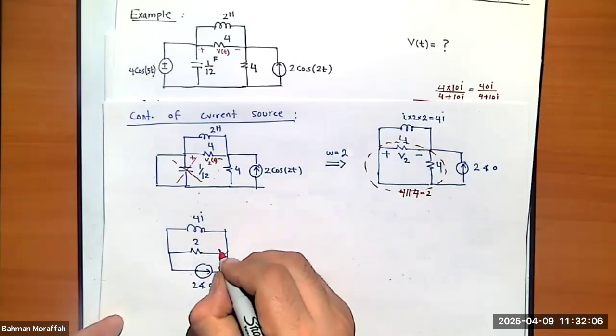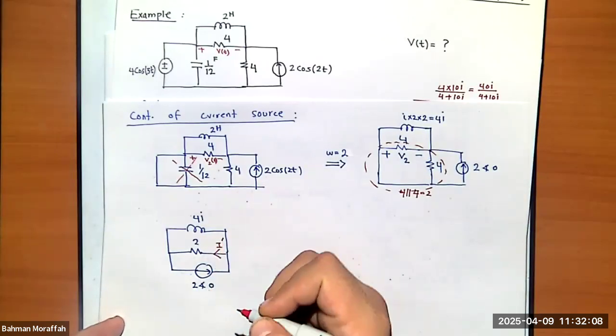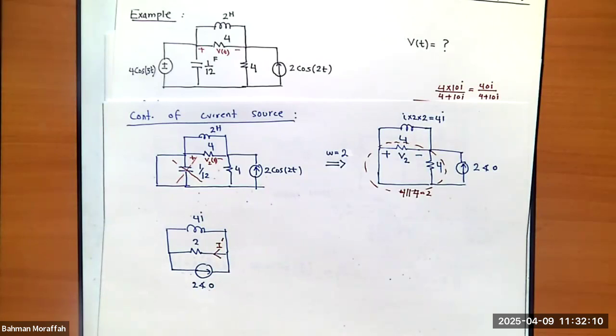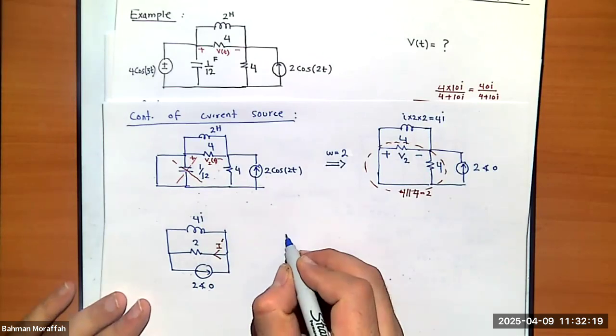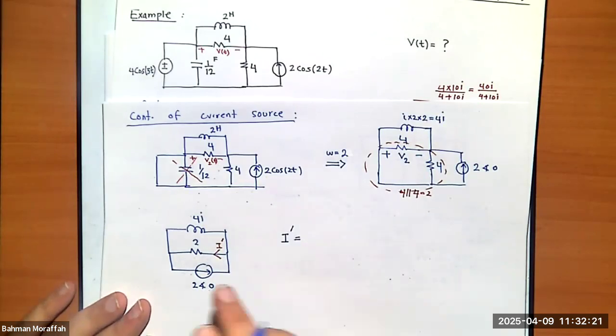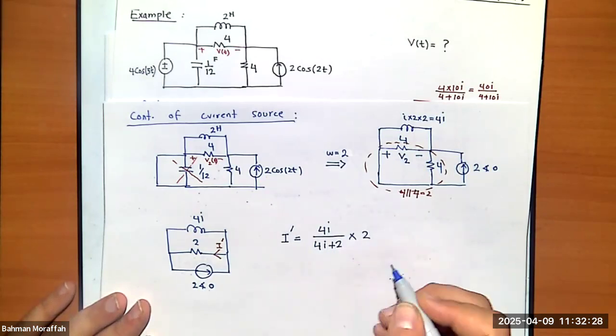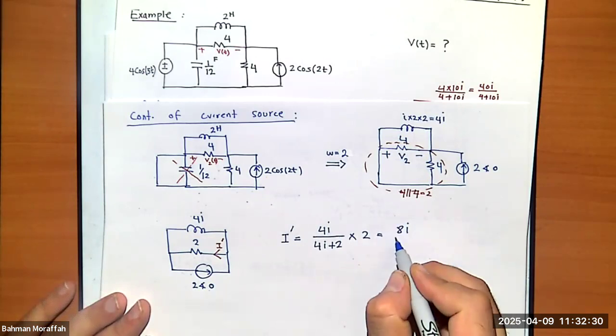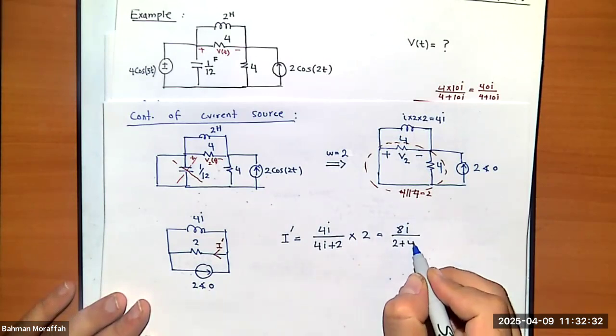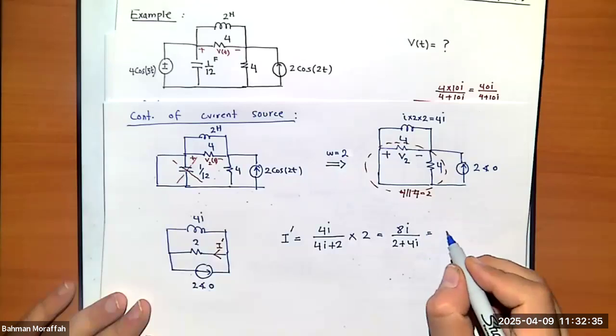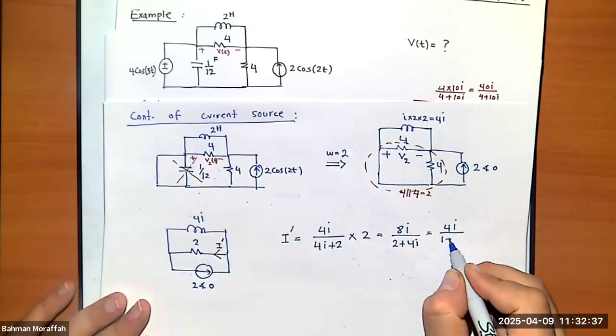Let's call this current I prime. Do you agree I can find I prime? How? That's a current divider, right? So I prime is 4i divided by 4i plus 2 times 2, which is 8i divided by 2 plus 4i. Let's divide everything by 2. We get 4i divided by 1 plus 2i.